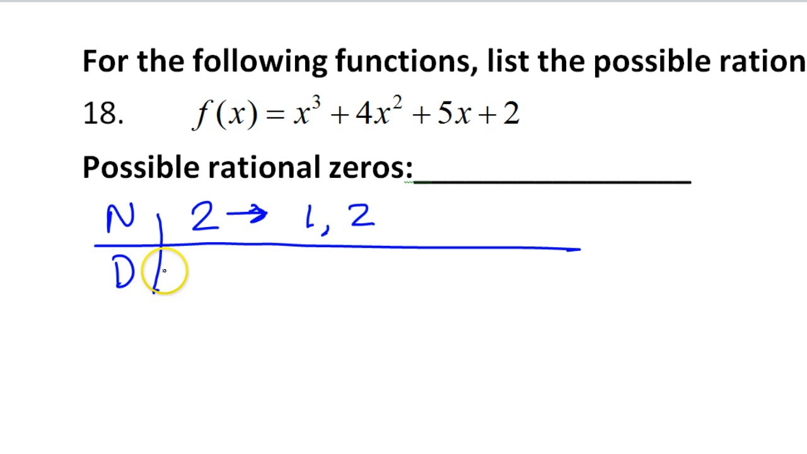Okay, but the denominator is even simpler than that because the denominator comes from the leading coefficient. What's the leading coefficient? Leading coefficient is 1. So the only factor of 1, of course, is 1. So to get the possible zeros, we're just going to mix and match these numerators with this denominator. So it's going to be a really short list. The possible zeros will just be 1 over 1 and 2 over 1, or 1 and 2. And don't forget they could be plus or minus, though. So plus or minus 1 and plus or minus 2.